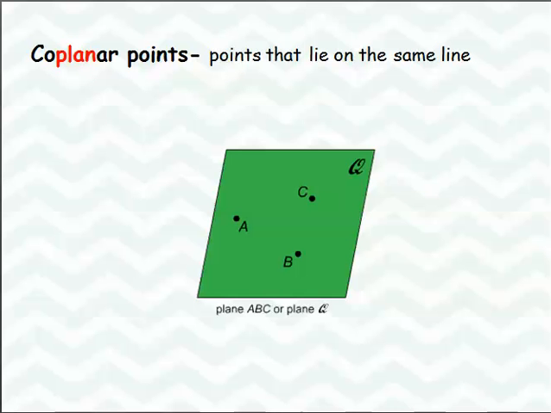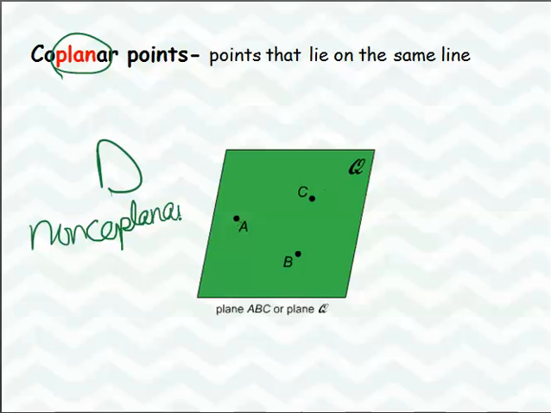Coplanar points, which means they lie on the same plane, would be A, B, C. They all lie in the same plane. Coplanar means they're all in the same plane, but if I had D out here, D would be a non-coplanar point. If we had point D lying out here, it would be a non-coplanar point.